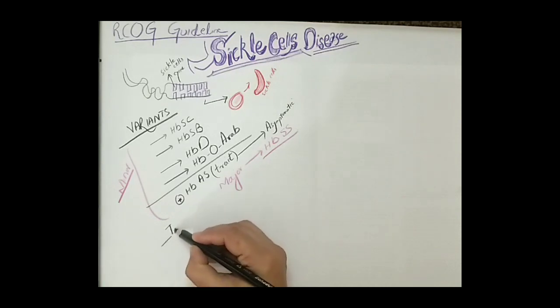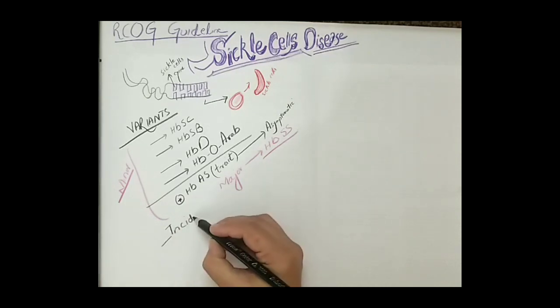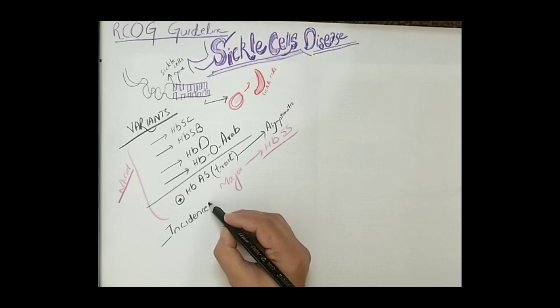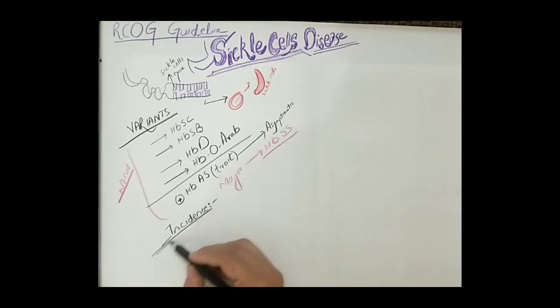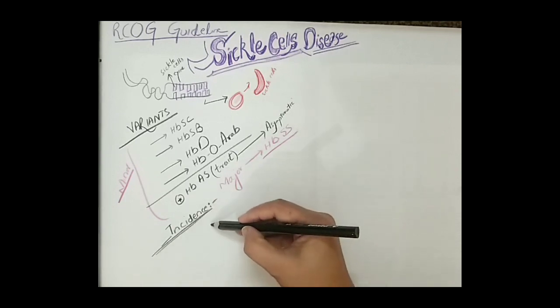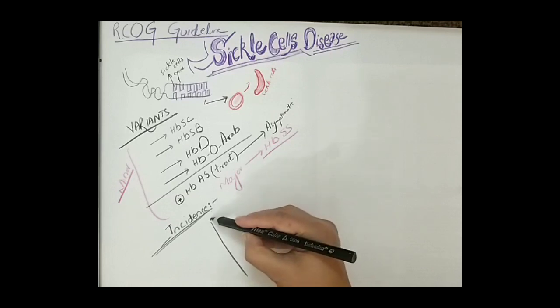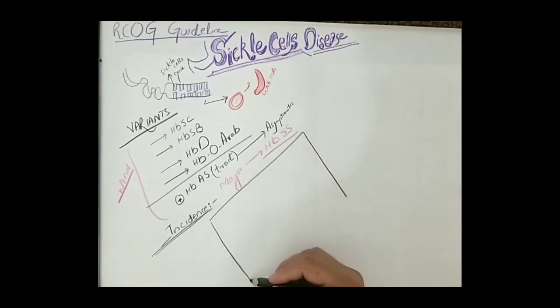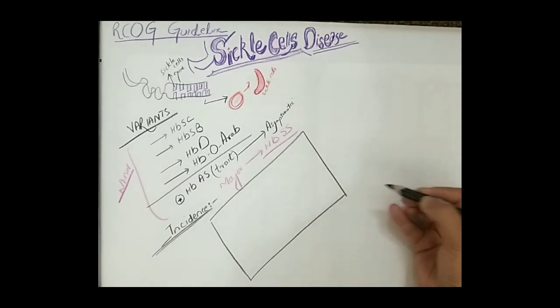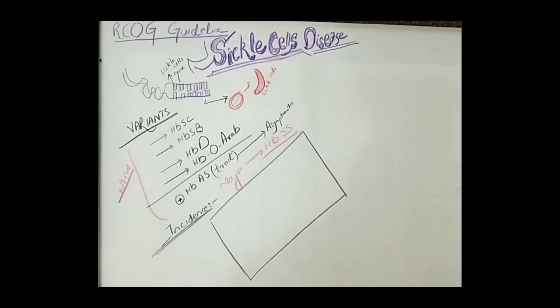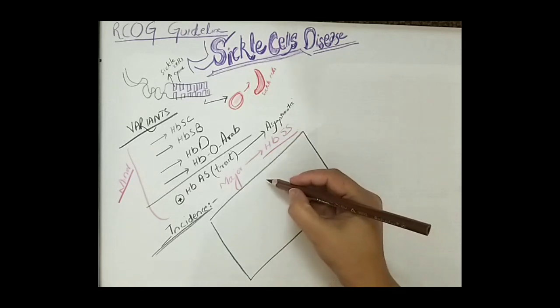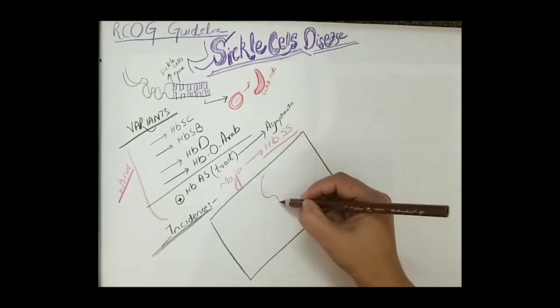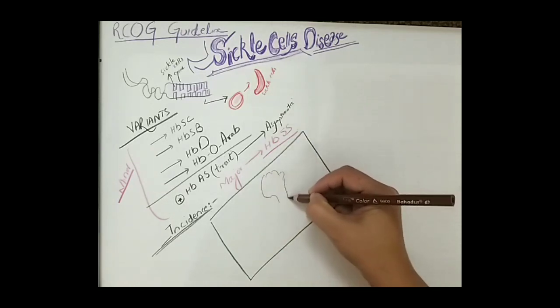Now coming to the incidence. Okay, it is said that basically this sickle cell disease is common among the sub-Saharan African and Middle Eastern population. Hence it is most prevalent in individuals of African descent as well as Caribbean, Middle East, parts of India and Mediterranean, and South and Central America.